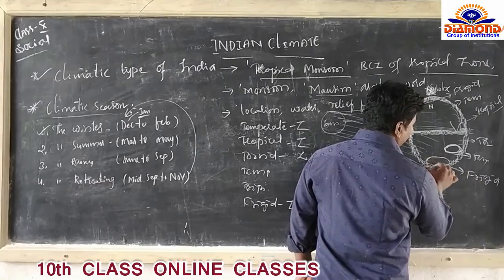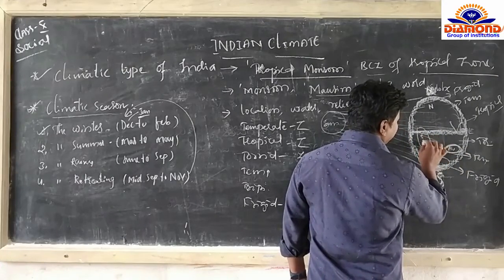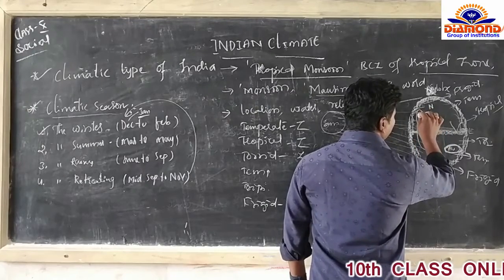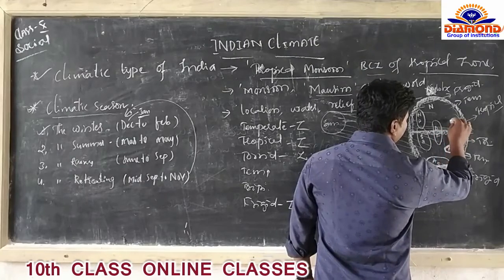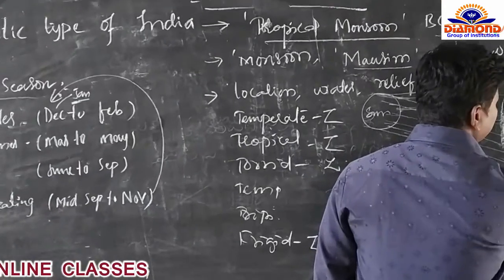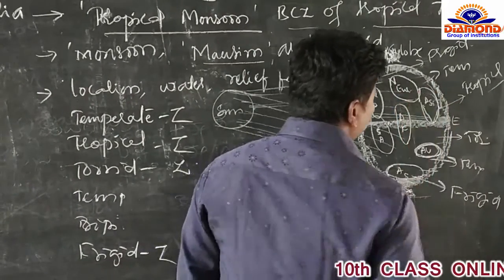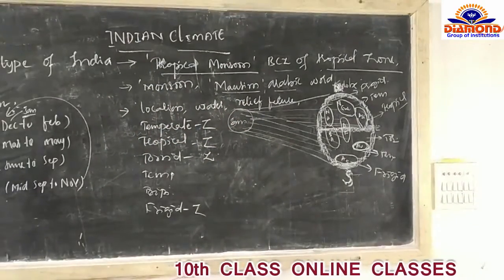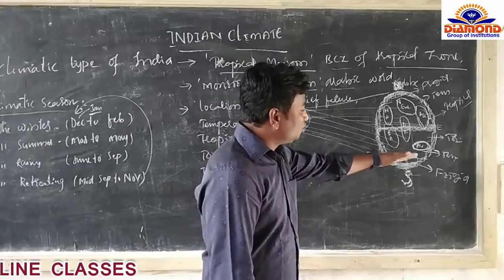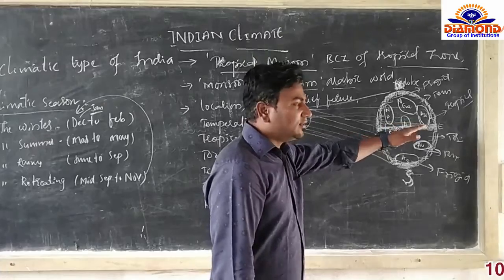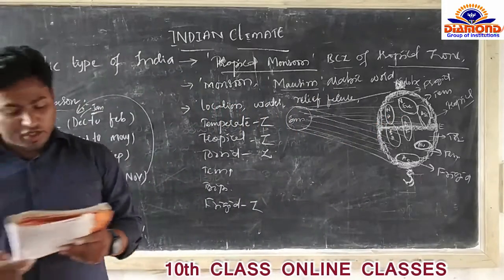We see the continent of Antarctica, the continent of Australia, the continent of South America, North America, Africa, Asia, and Europe. So as we look at the continents, the vertical rays of the sun fall towards the southern part of India, and the rays which do not fall towards the northern part of India are what we call oblique rays. India gets oblique rays.